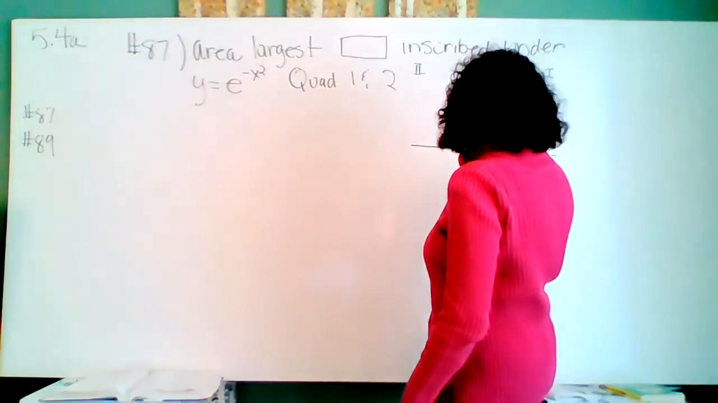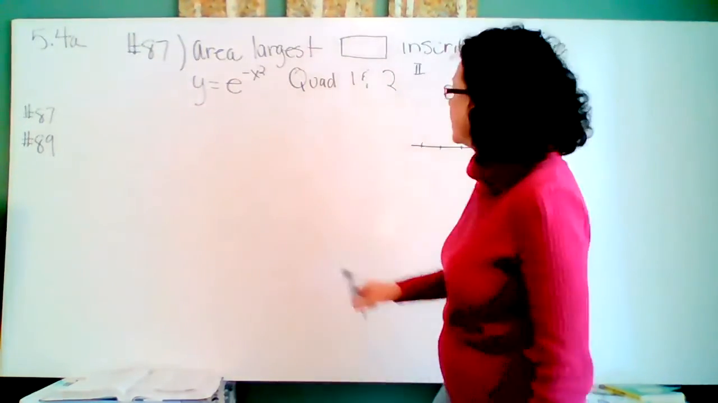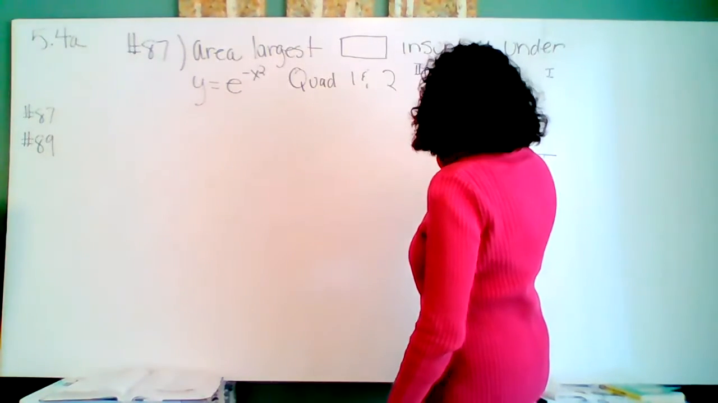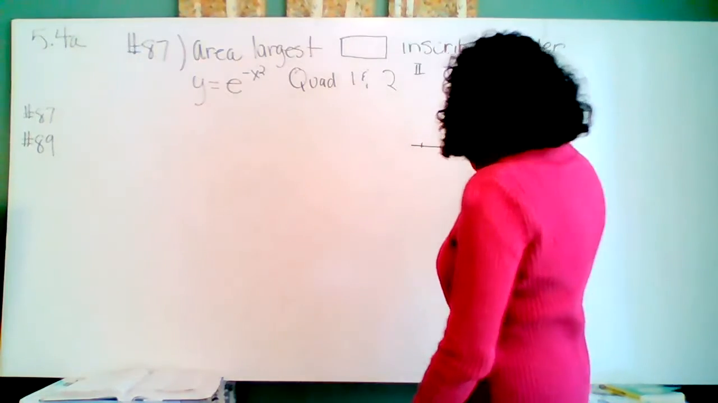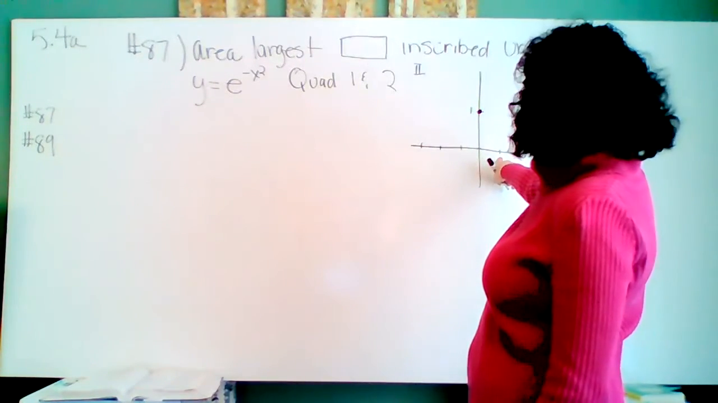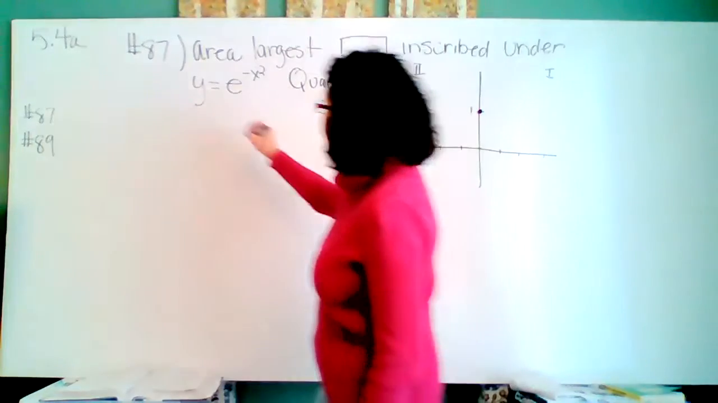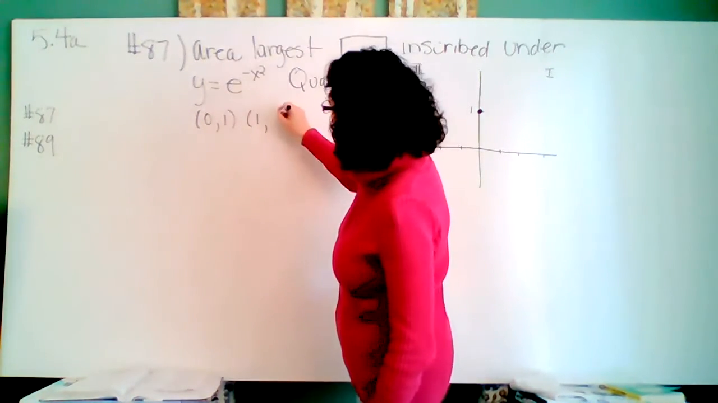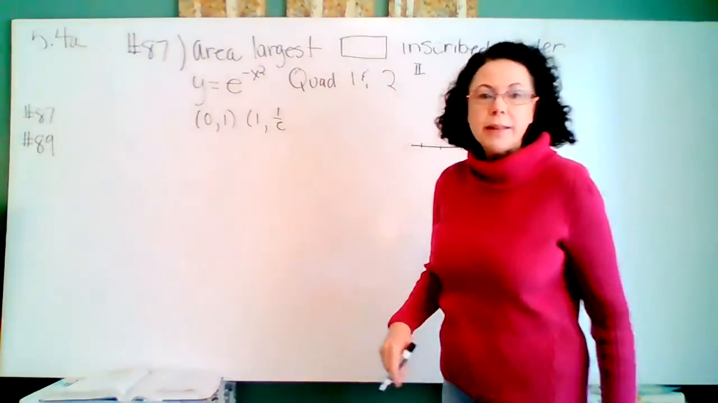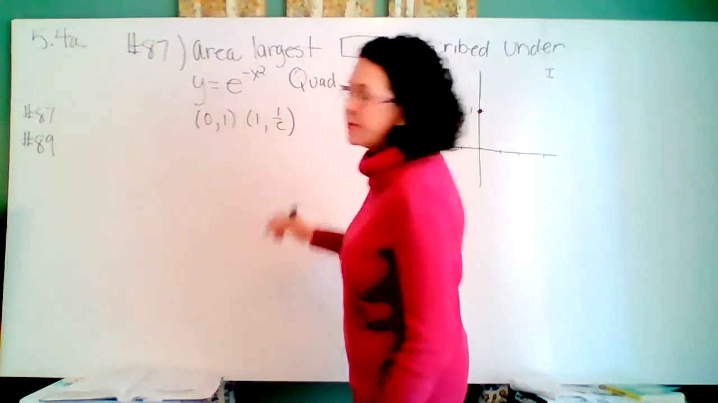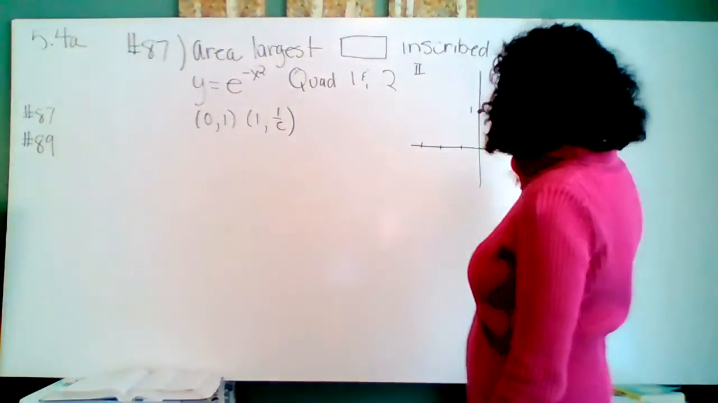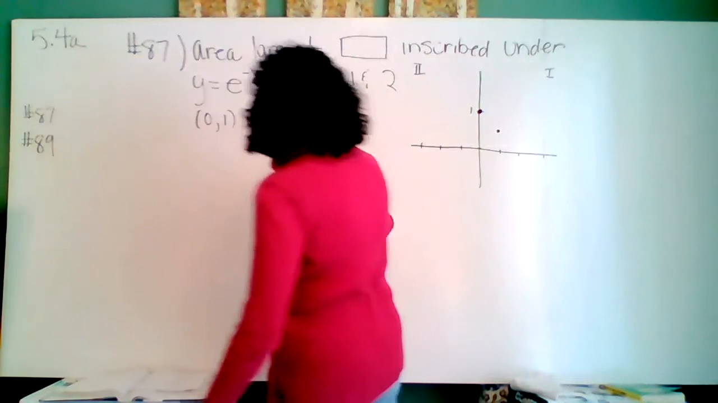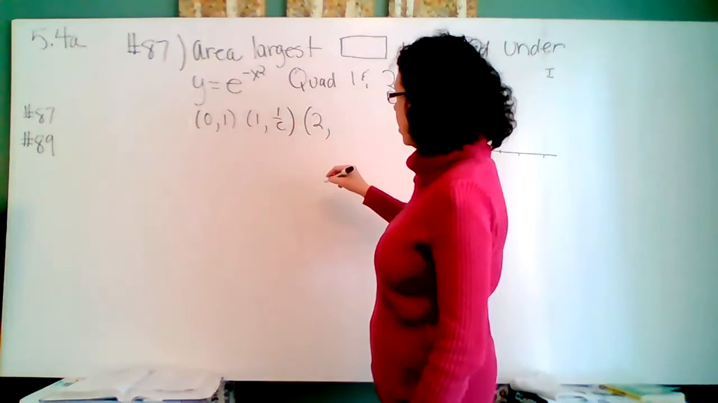So let's help ourselves with some points. When I put a 0 in, that will be e to the 0, and I get a 1 out, right? When I put a 1 in, I get e to the negative 1, which is 1 over e, which is between about a half and a third, right? Because e is about 2.71828. So about here.